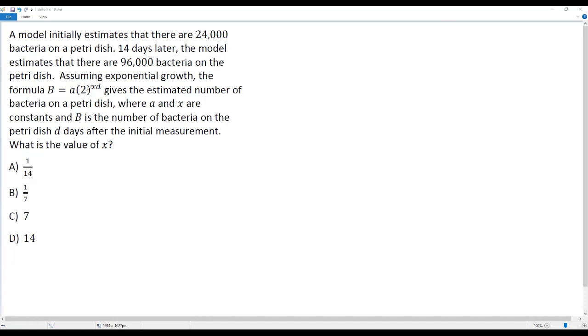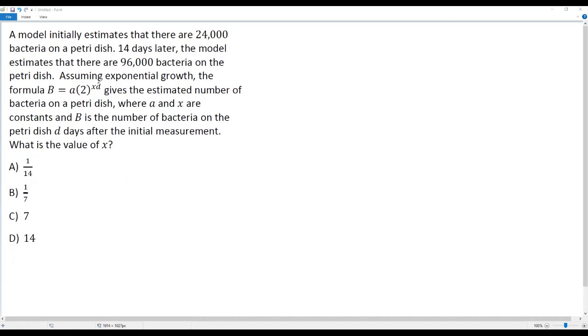Assuming exponential growth, the formula capital B equals A times 2 to the power of x times D gives the estimated number of bacteria on a petri dish, where A and x are constants and B is the number of bacteria on the petri dish D days after the initial measurement. What is the value of x?